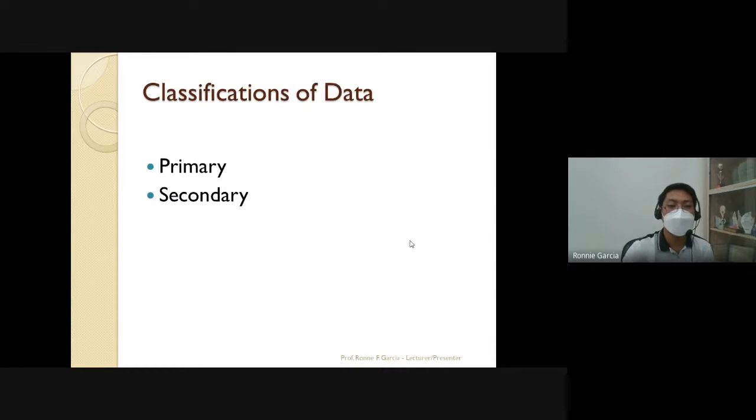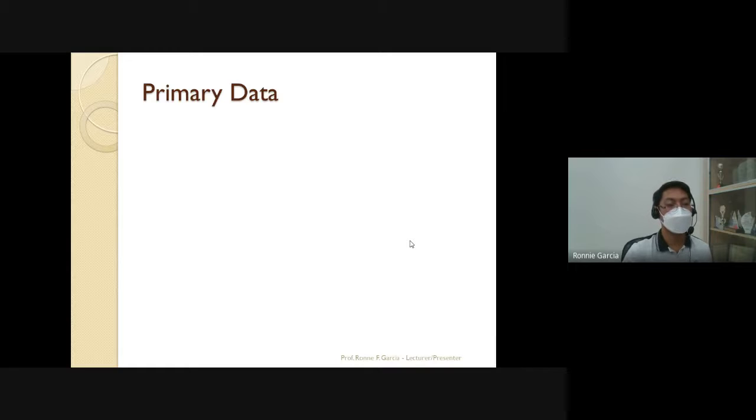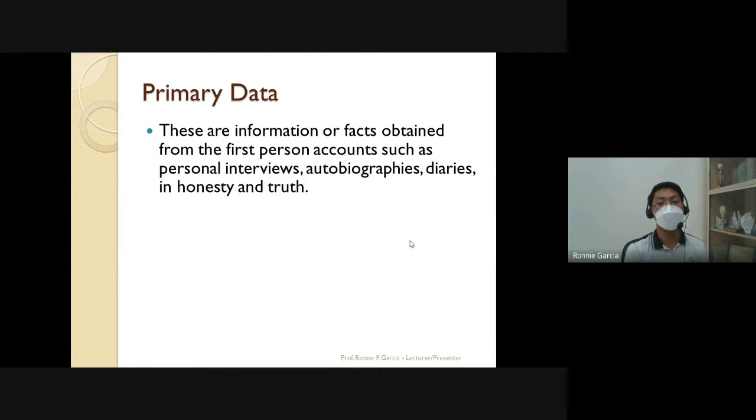Okay, let's proceed. There are two classifications of data: primary data and secondary data. Now, what's the difference between the two? Most of you probably got primary data, where you yourselves went to the people. These are information or facts obtained from first-person accounts, such as personal interviews, autobiographies, life stories, and diaries. It is first-hand. If you did not base it on what others said, but got the data from the source itself, that is primary data.